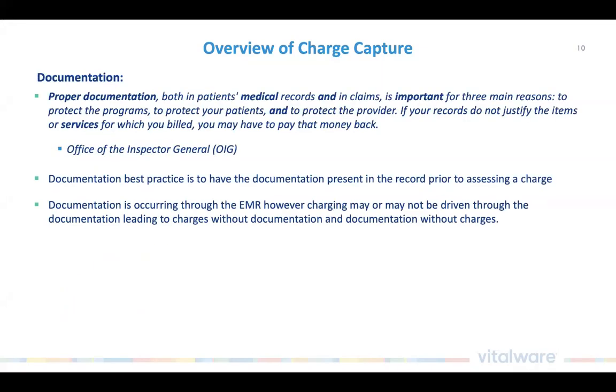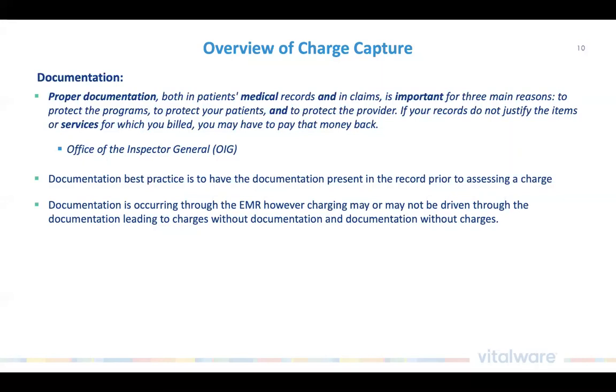All right, so what is documentation? From the Office of Inspector General, they say proper documentation in both the patient's medical record and in the claims is important for 3 reasons. It protects the program, and by the programs I mean Medicare, Medicaid, and federally funded programs, protects your patients, and protects the provider. If your records do not justify the items or services for which you were billed, you may have to pay that money back.